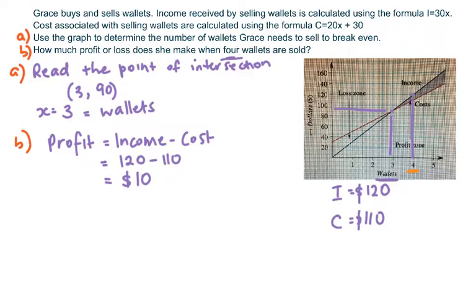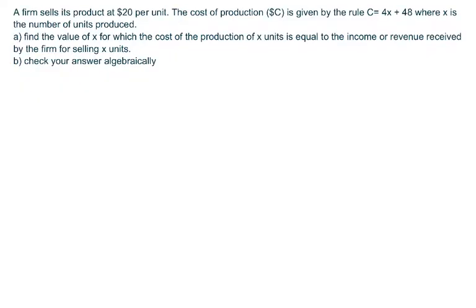The other strategy to look at is to use algebra, and we're going to see an example here. A firm sells its product at $20 per unit. So we can write straight away our income formula, which is I equals 20x. It says the cost of production is given by the rule C equals 4x plus 48, and x is the number of units produced. The first part of the question says find the value of x for which the cost of the production of x units equals the income or the revenue received.